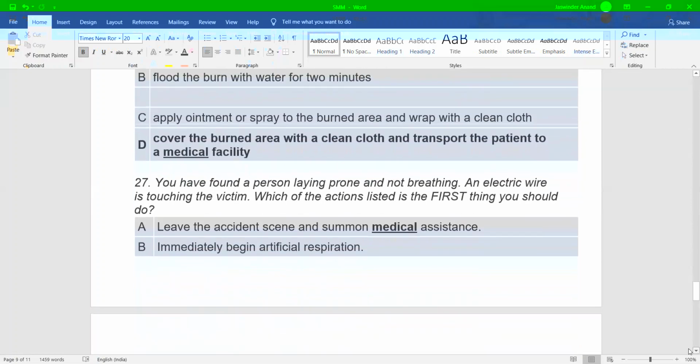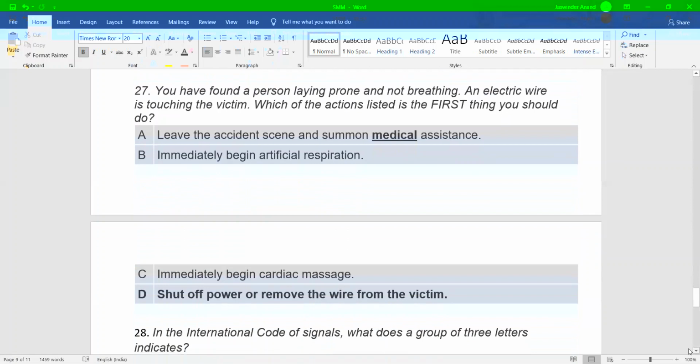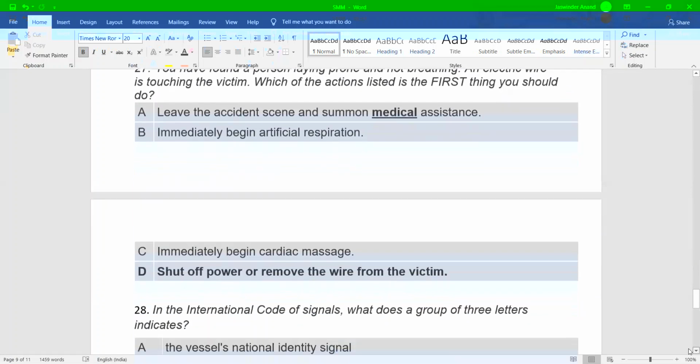Question 27. You have found a person laying prone and not breathing. An electric wire is touching the victim. Which of the actions listed is the first thing you should do? The same point which we discussed earlier. You should not directly just go and grab the patient or just try to help him. First, make sure that the electrical supply is shut off. So first, what you will do? The answer is D. Shut off the power or remove the wire from the victim.